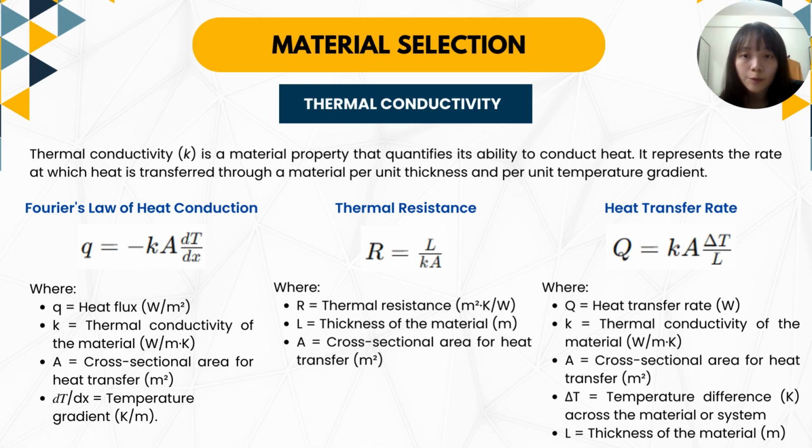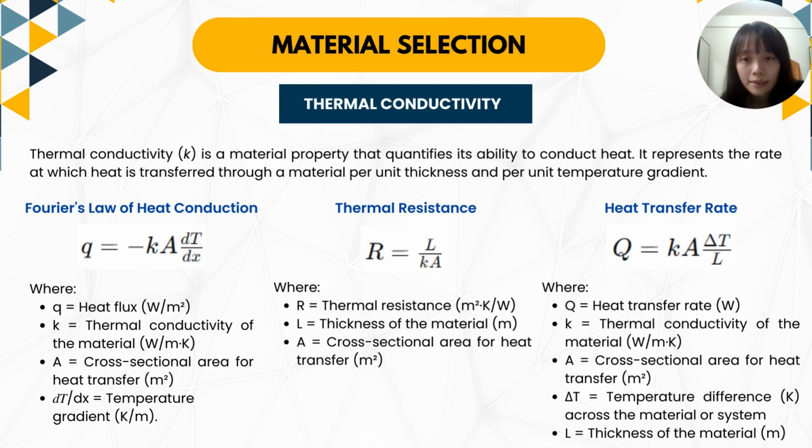It is a material property that quantifies its ability to conduct heat. It represents the rate at which heat is transferred through a material per unit thickness and per unit temperature gradient. So the Fourier law of heat conduction, the equation is Q equals negative KA times dT over dx, where K is the thermal conductivity of the material, A is the cross-sectional area, and dT over dx is the temperature gradient.